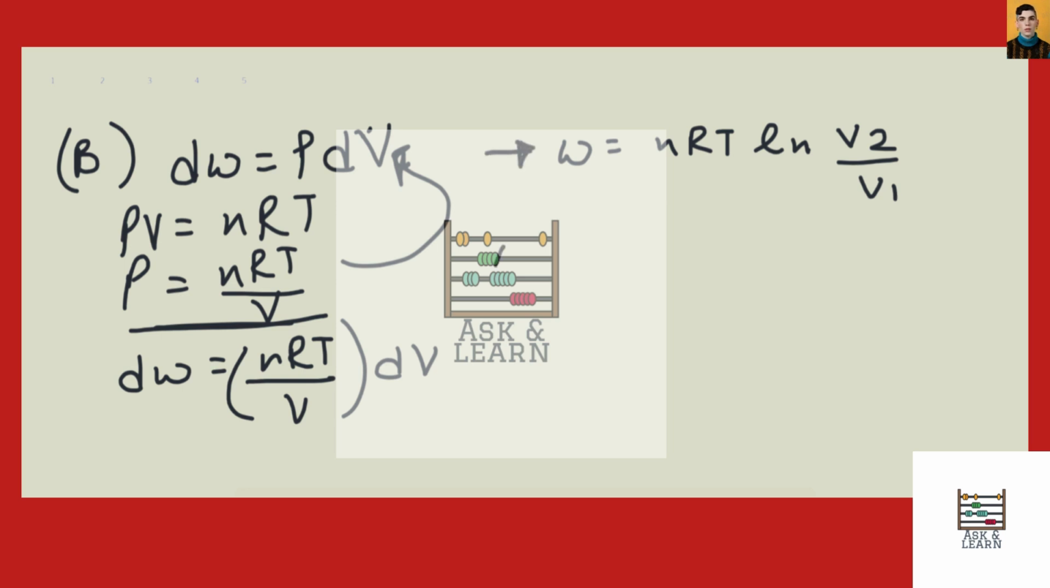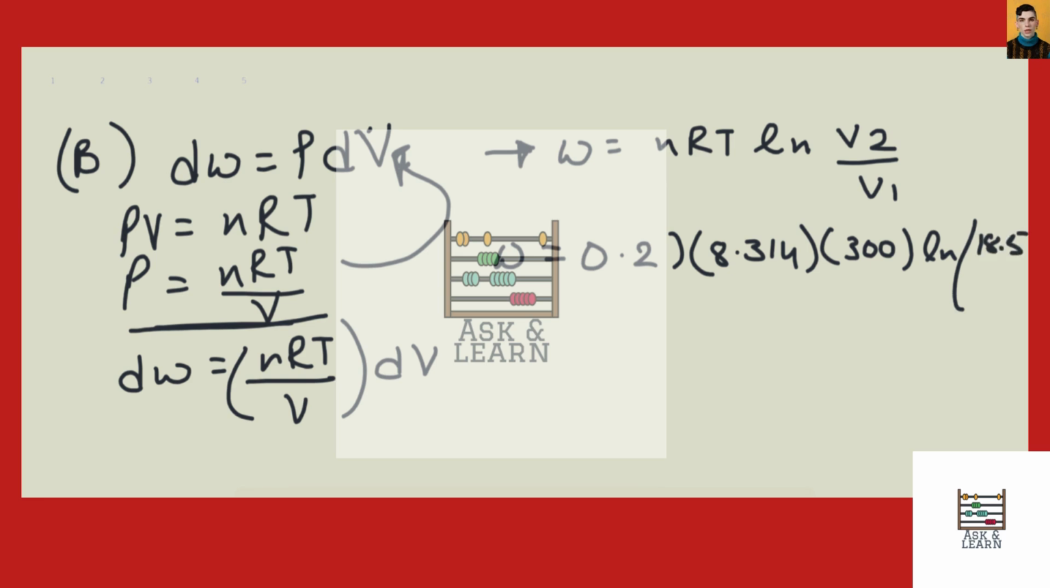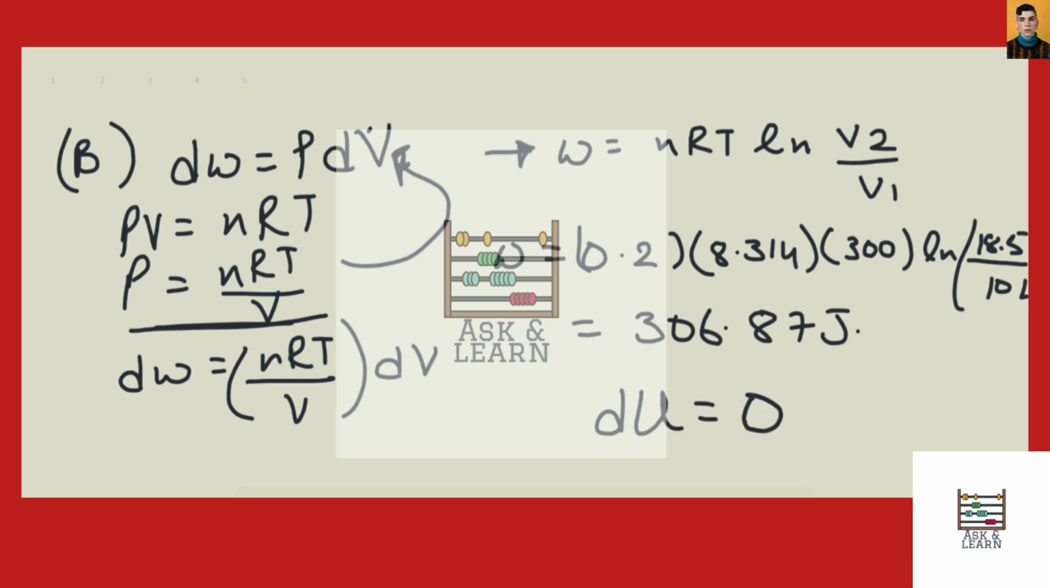We substitute the values of number of moles, R, temperature, and volume from the question into this equation of work done. So W will be equal to 0.2 multiplied by 8.314 by 300 Kelvin for temperature, natural log of 18.5 for volume 2 divided by 10 liters for the first volume. So work will be 306.87 joules.